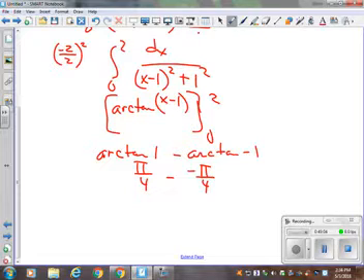Yeah, but then it comes out to 0. 2 pi over 4. No, because it's subtracting a negative. So it's 2 pi over 4 or pi over 2.